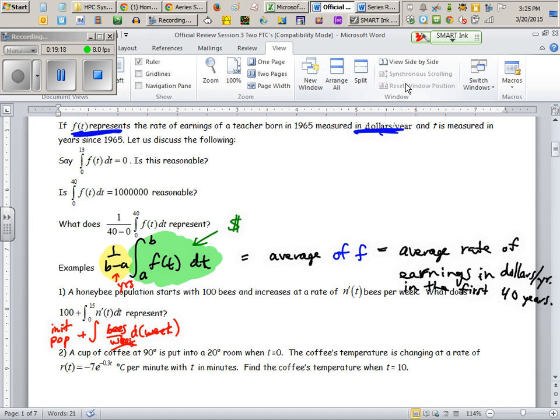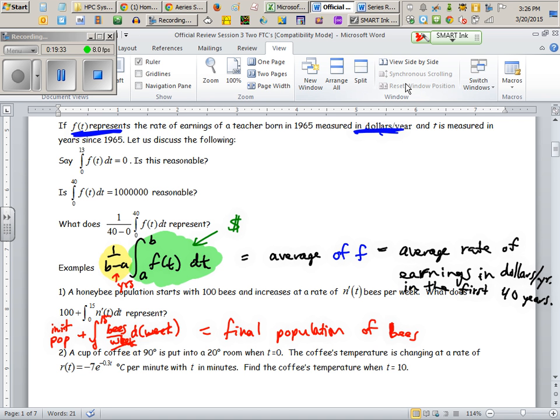So the week cancels out. You're adding on extra bees is what you're adding on. So this must represent final bees. Final population of bees. Obviously measured in bees.